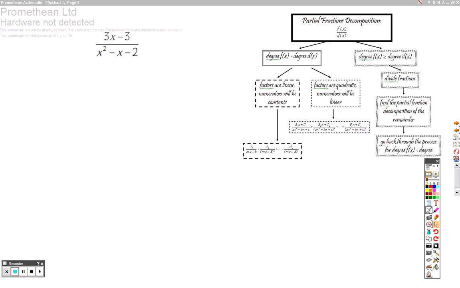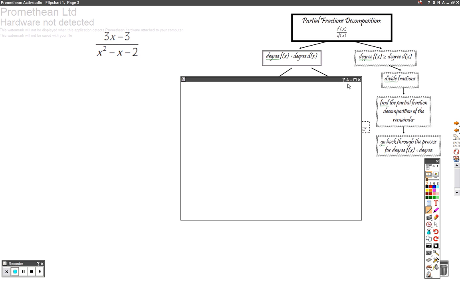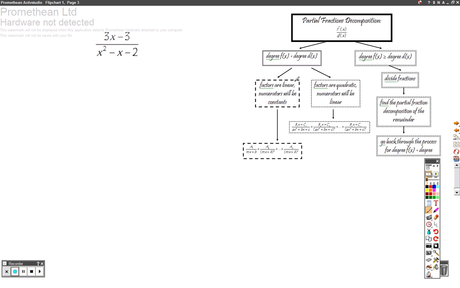Alright, here's our second example for partial fractions. I'm going to look. The degree of f is 1, and that is less than the degree of d, which is 2. Remember that degrees are your exponents. So now I need to look and see if my factors are linear. So when I factor this out, 3x minus 3, remember I'm only talking about the denominator.